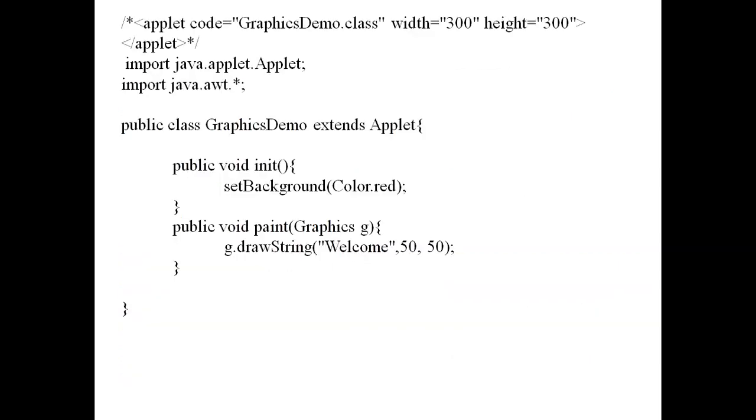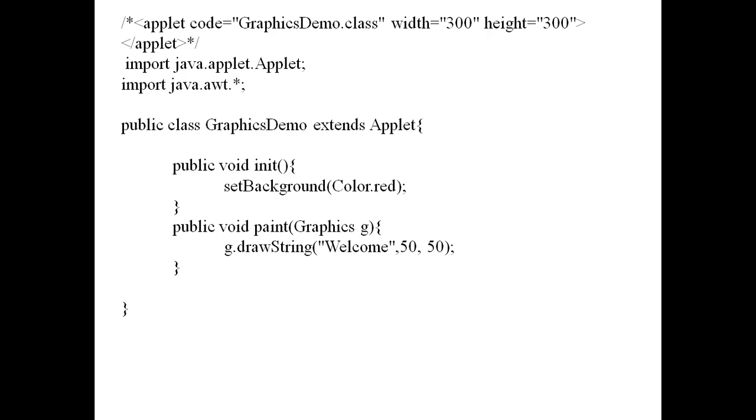Now this is an example where I am using two methods. One is the drawString method. I'm using the drawString method from the Graphics class. So I have defined the applet code first, and then in the class, the GraphicDemo class is extending the Applet class, and inside the init method I've used the setBackground method for setting the background of the applet. So if you want to set the background of the applet, use setBackground(Color.red).